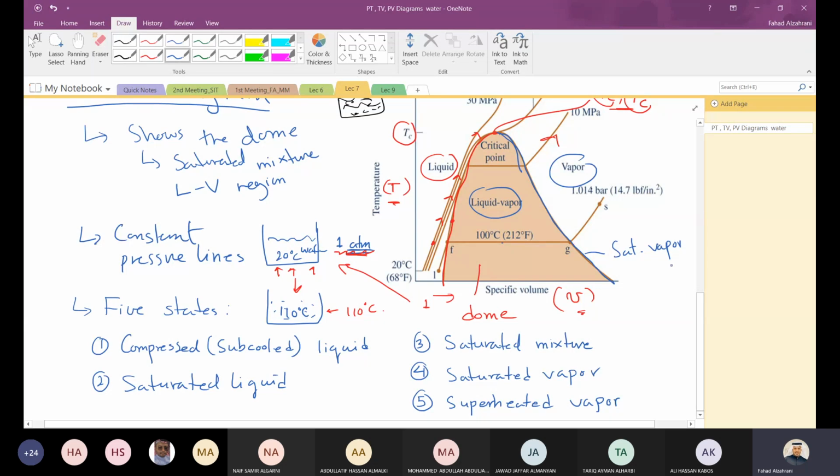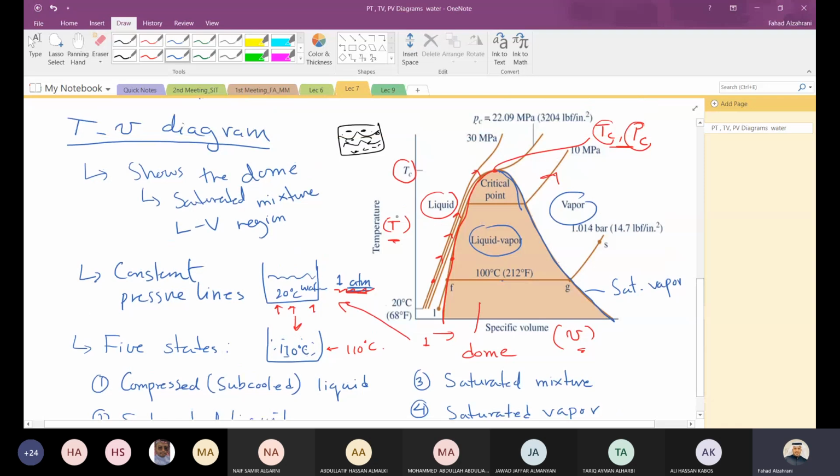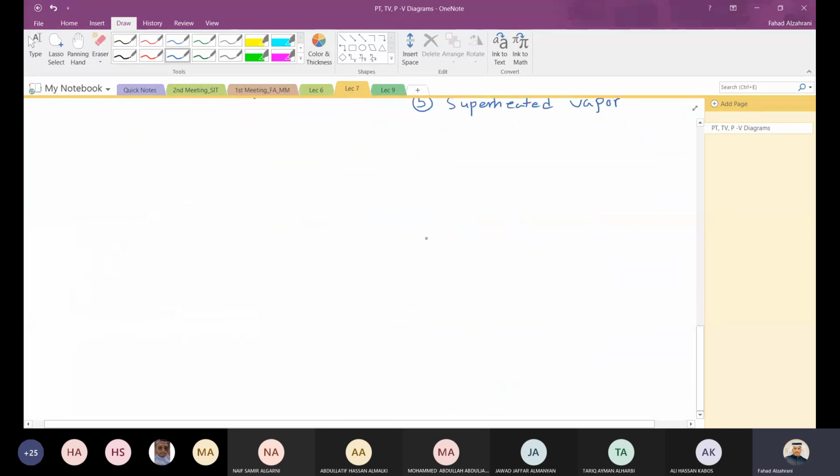We also said that in a TV diagram, we have certain lines that are increasing in the single phase region and are constant, or horizontal, in the two phase region. These lines are the constant pressure lines. What does that mean? It means that if we draw, for example, a TV diagram and draw the dome, so this is the dome, I can draw it like this.